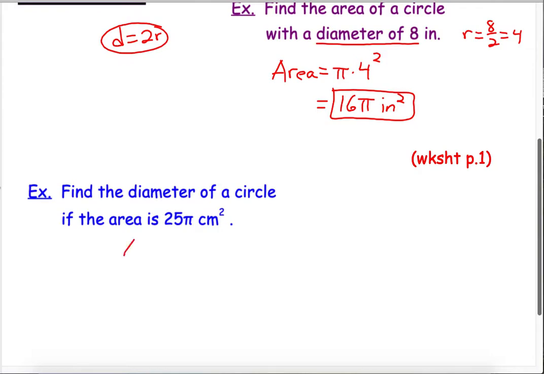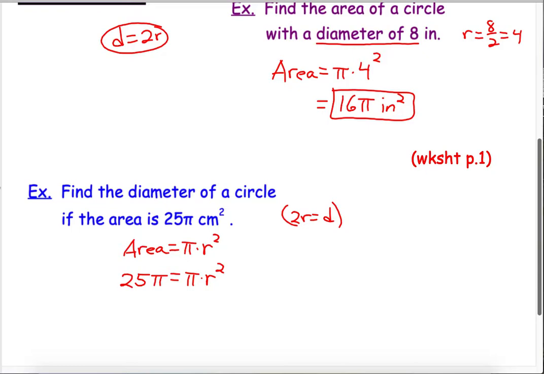So we know that the area is equal to pi times the radius squared. Now there's no diameter in that equation, but that's okay. Because remember, twice the radius equals the diameter. So if we can find the radius, we'll just double that to get the diameter. Now we know what the area is, so I'm going to plug in 25 pi for area. And then I have pi times the radius squared.